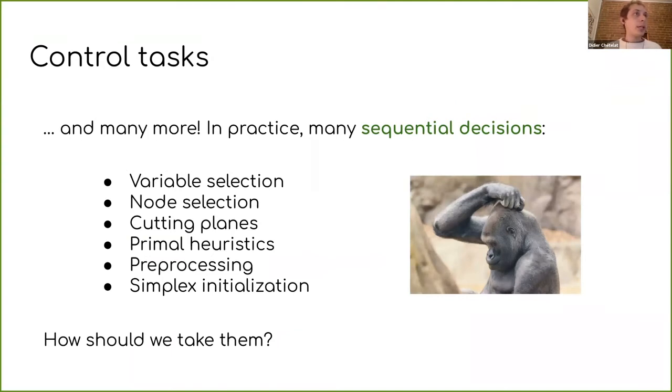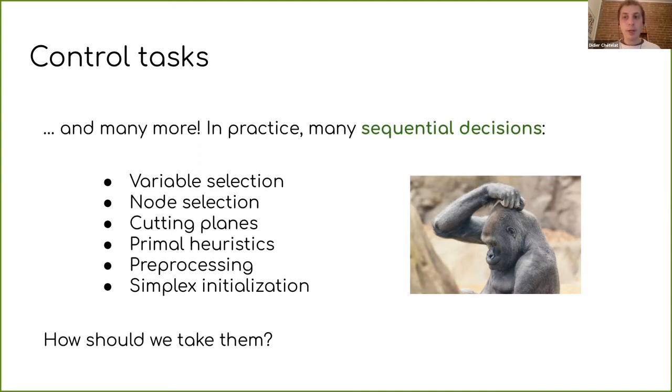So in practice, what you really have in those exact combinatorial optimization algorithms is a sequence of decisions. It's a sequential decision-making problem. You have variable selection, node selection, cutting plane selection, choosing which primal heuristics to run, choosing which preprocessing routines to run, and many other things that I haven't talked about, like simplex initialization and hyperparameters. It's really not clear how you make those decisions, and they all interact with each other in very complicated ways. There's very little theory behind how you choose these things.